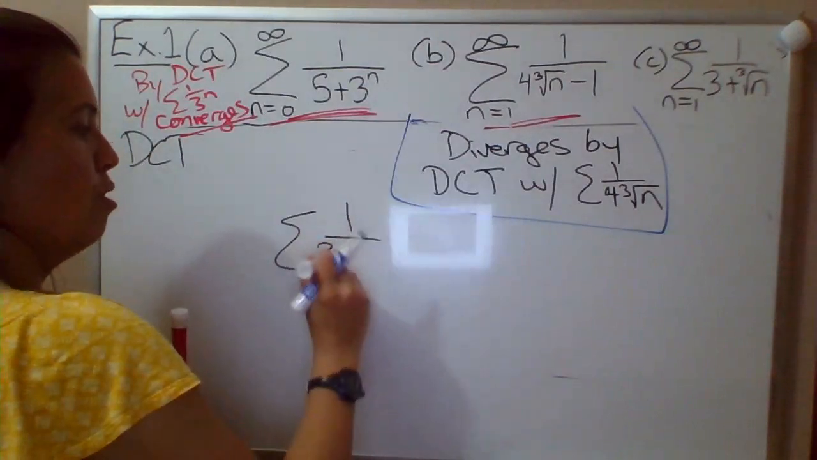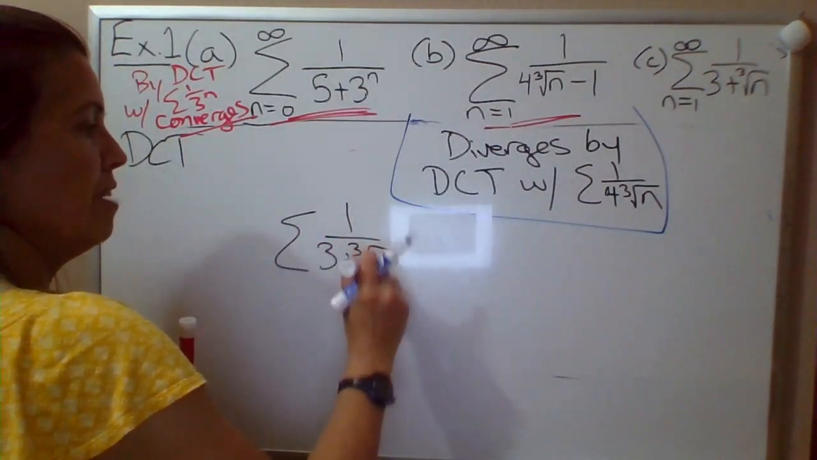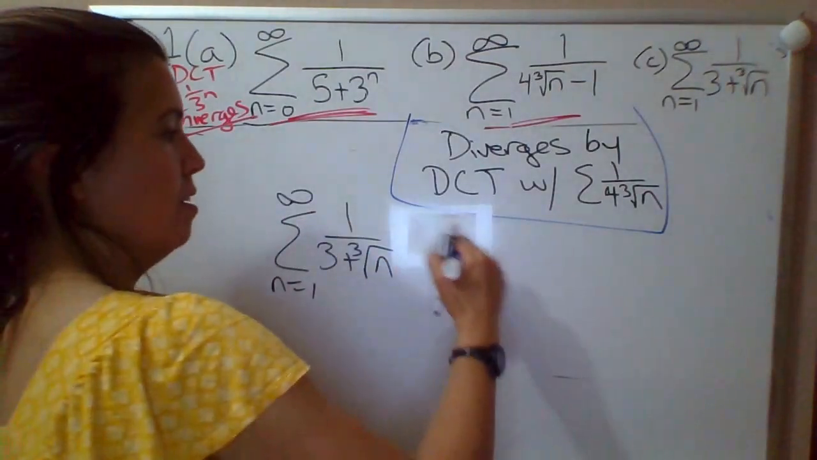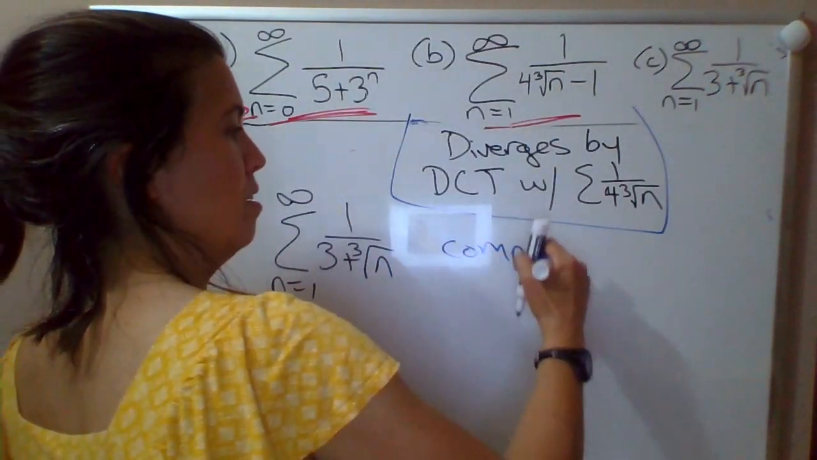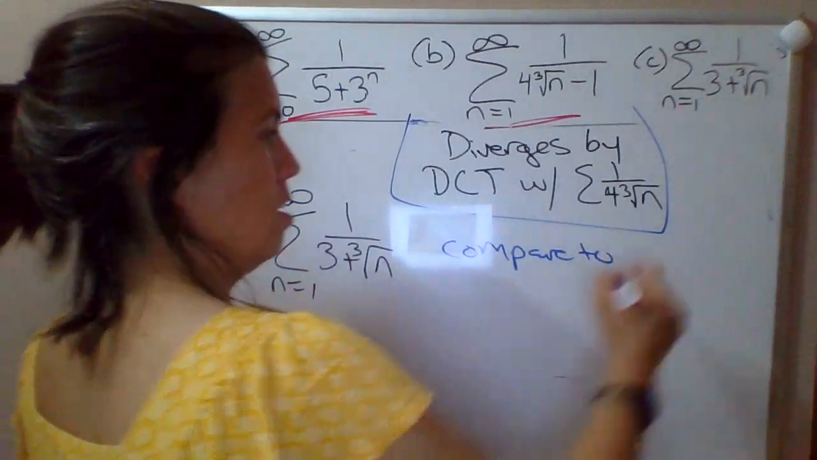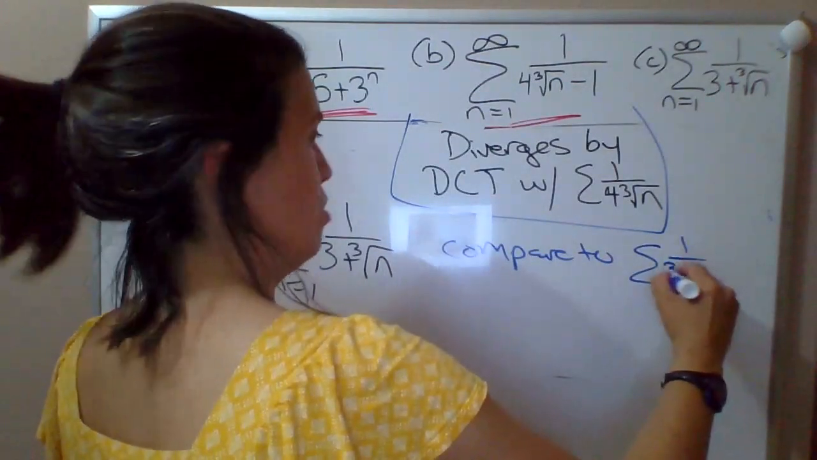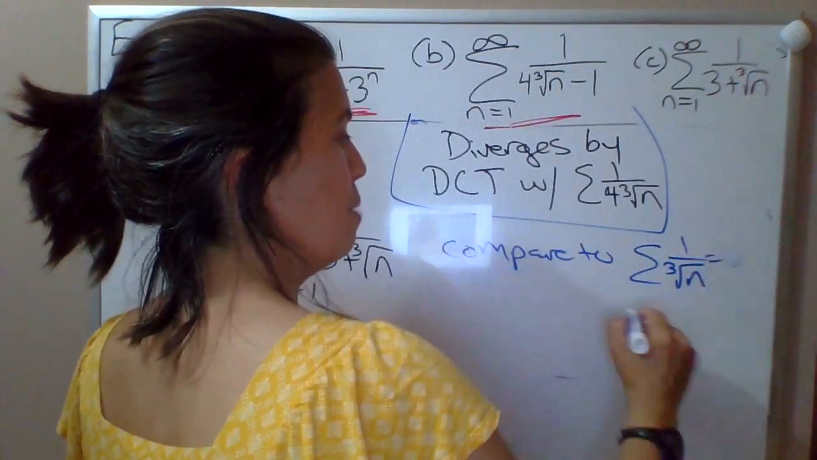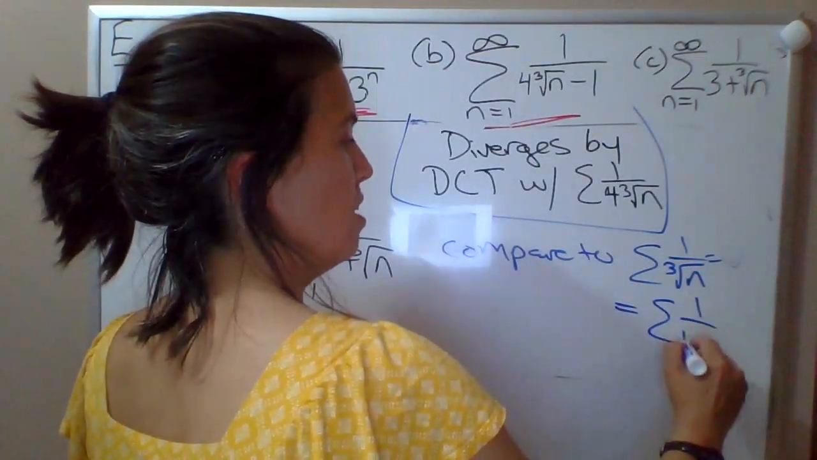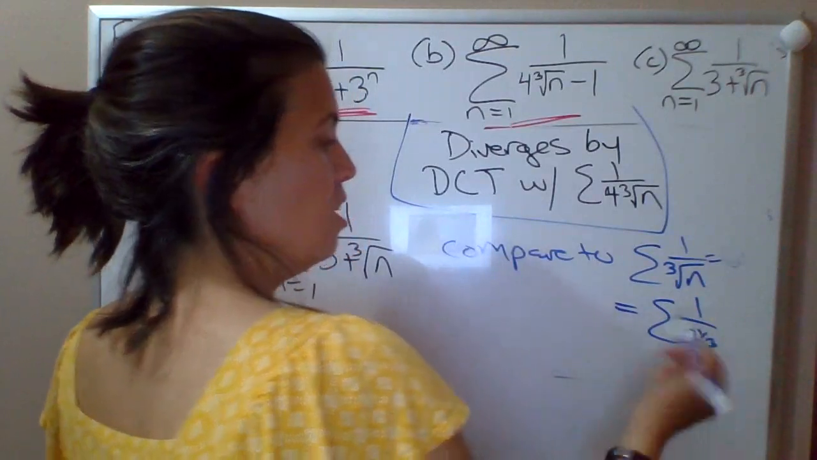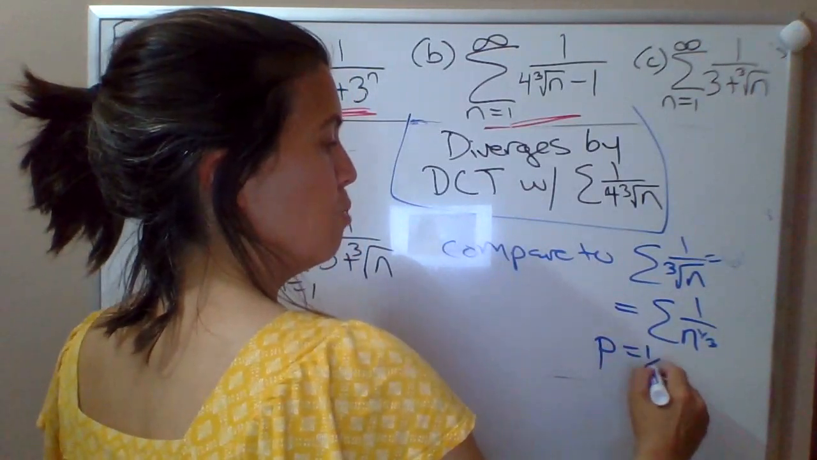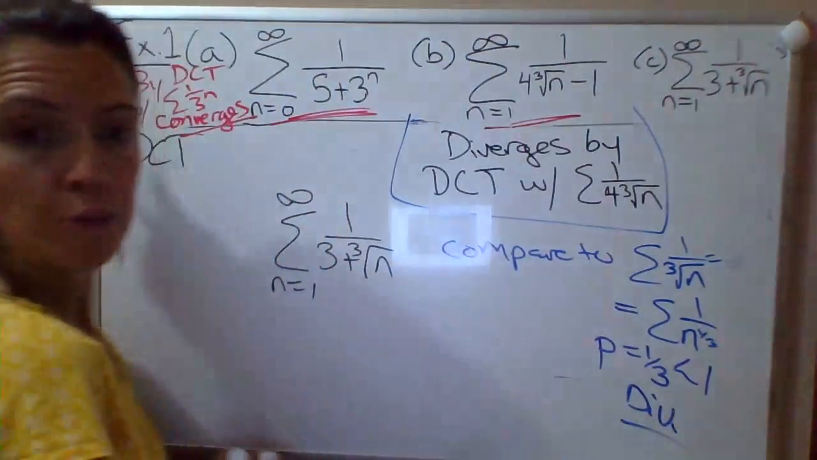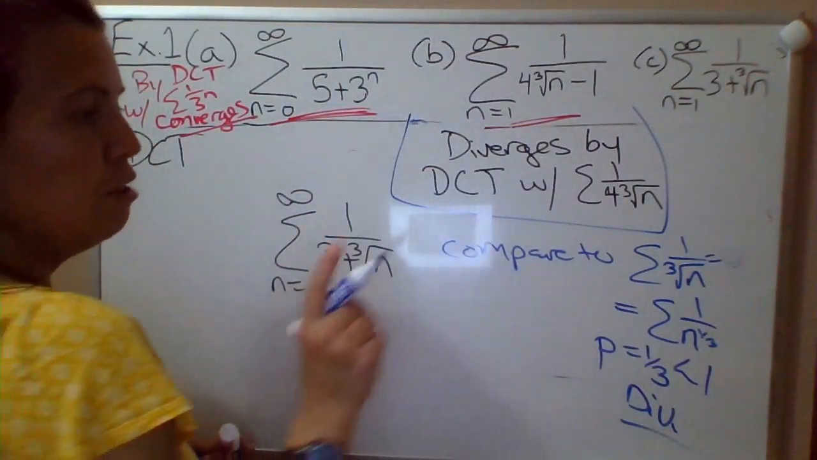So 1 over 3 plus the cube root of n. What do we compare it to? One over the cube root of n. You probably guessed that. Which is a p-series, because that's equal to 1 over n to the 1/3. That's a p-series, p equals 1/3, which is less than 1, so it diverges. Okay, so we're comparing it to a divergent p-series.